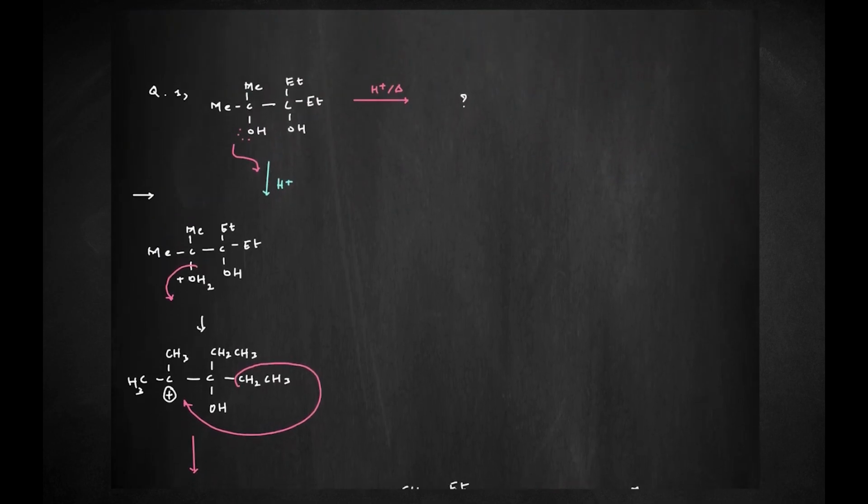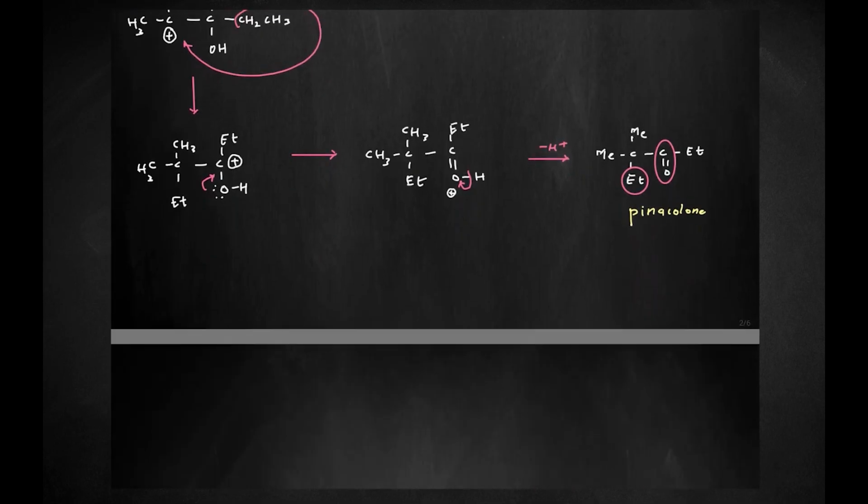So from this question, what is the answer? Yes, methyl, C, methyl, ethyl came here, then C double bond O and ethyl. I hope it is very clear to you. Clear? Now next, please solve the next question.